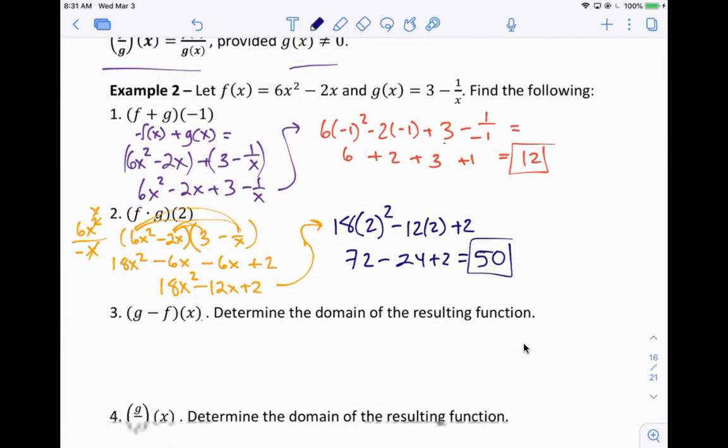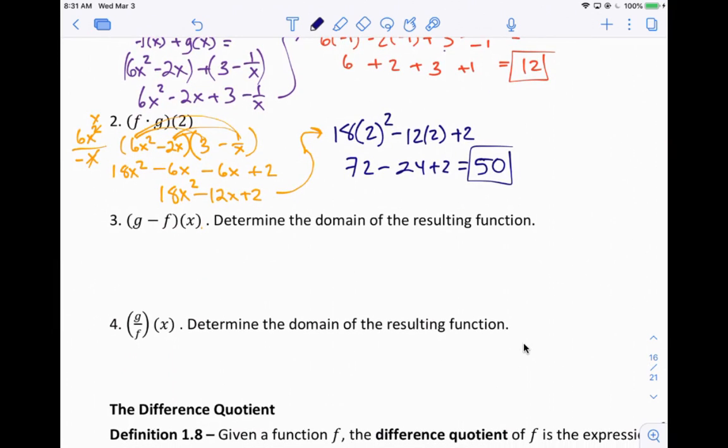Interesting. All right. Now the next two functions, they have determined the domain of the resulting function. Fascinating. We're going to have to look at that. Notice these two functions aren't asking us to plug in after that. So that's already one difference. These two functions aren't asking us to plug in. Instead, they're asking us to determine the domain of what happens after.